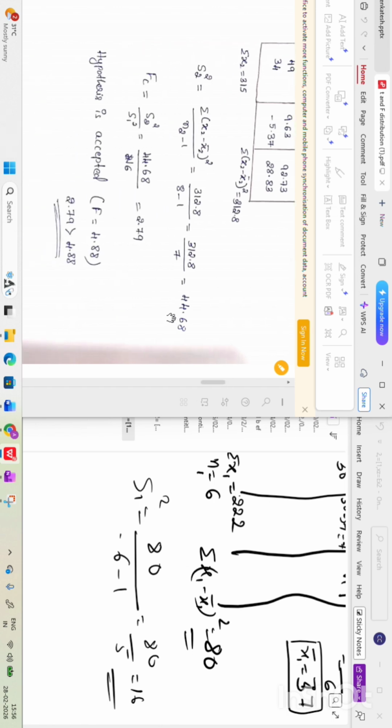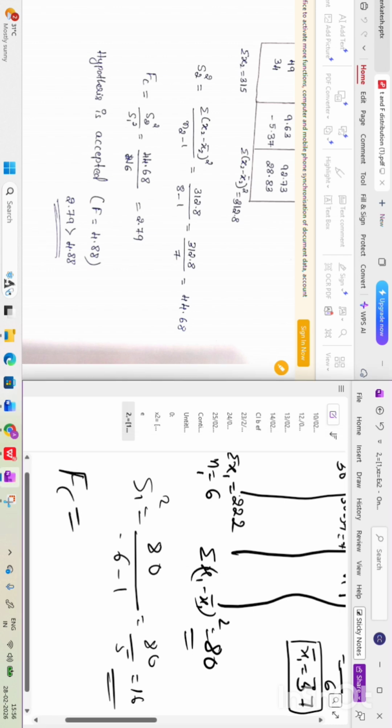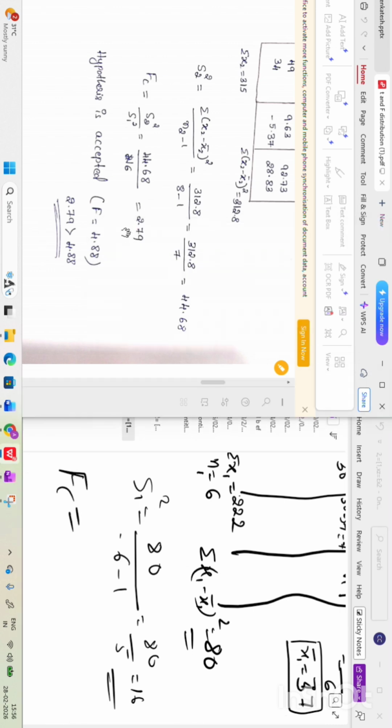Finally, we have the s1 square and s2 square values, which you substitute in the main formula of the F distribution. You get 2.790. That value you compare to the F test distribution value at 5% level of significance. Which one is bigger? The 5% level of significance value given in the problem is more, so the calculated value is less than that, so the hypothesis is accepted.